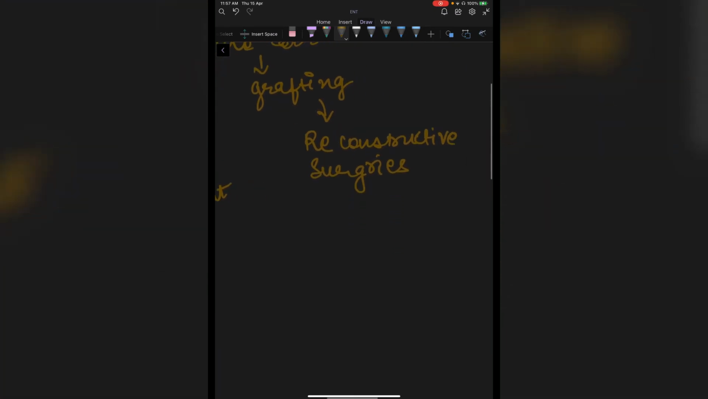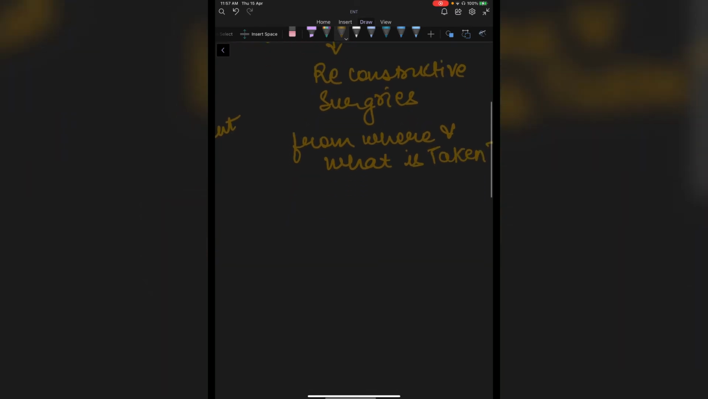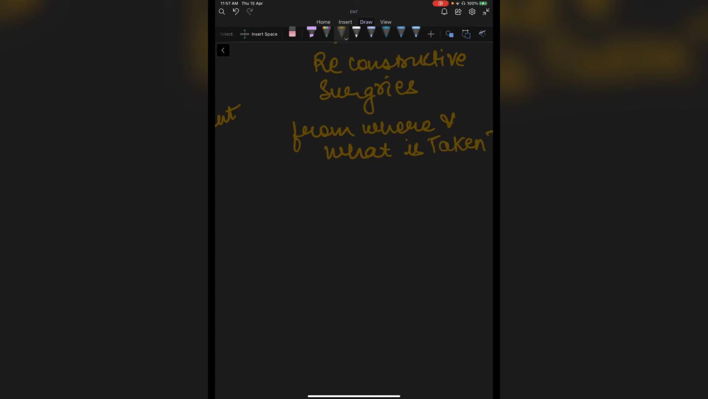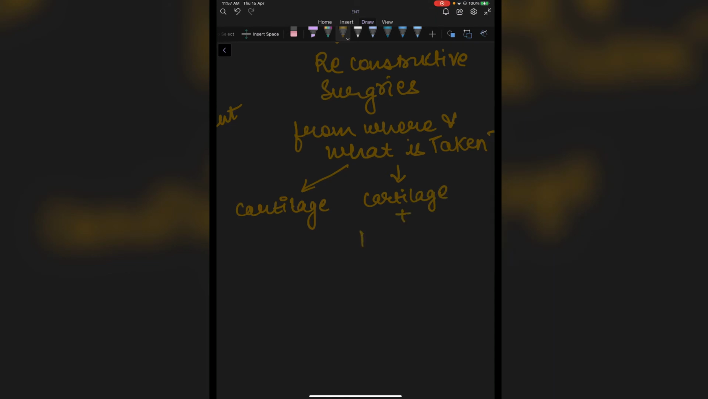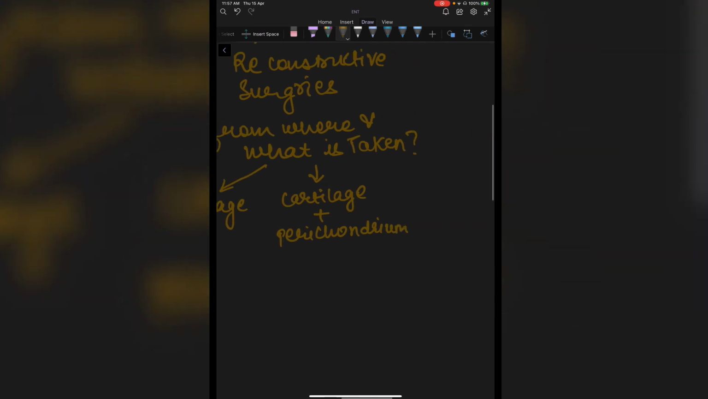Now, in case of reconstructive surgeries, first we need to know what is taken and from where it is taken, right? So there are three things that we can take. We can take either the cartilage, or your cartilage plus the perichondrium. After that, we can also take your fat, right?